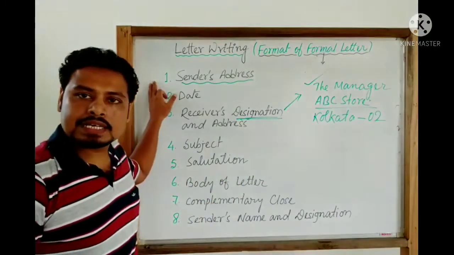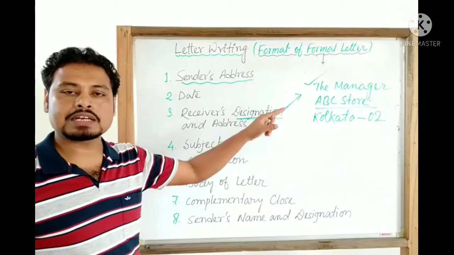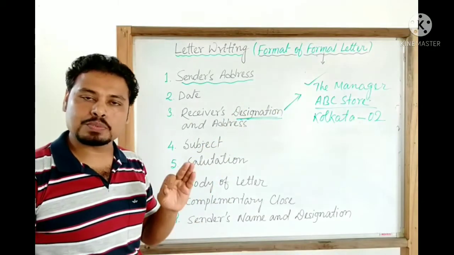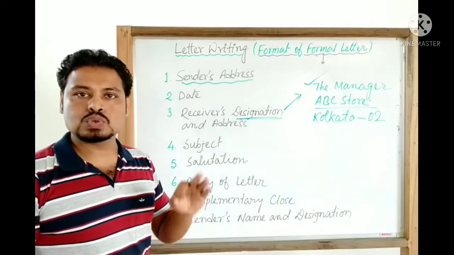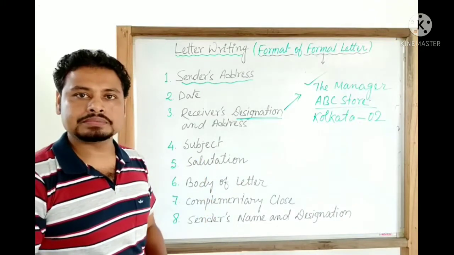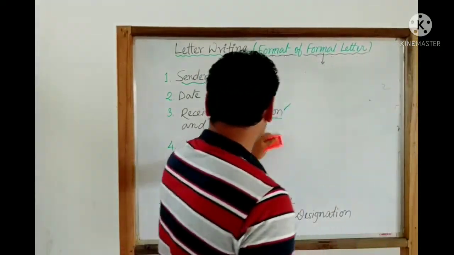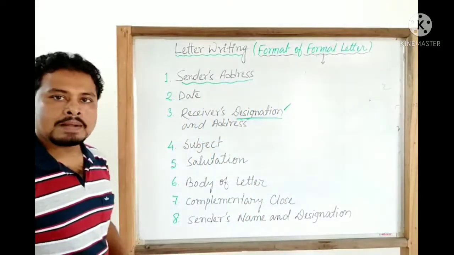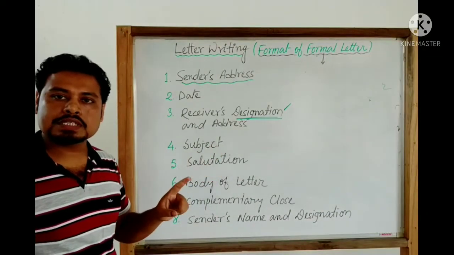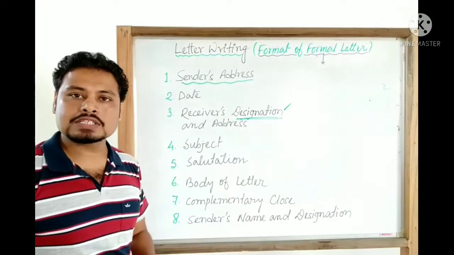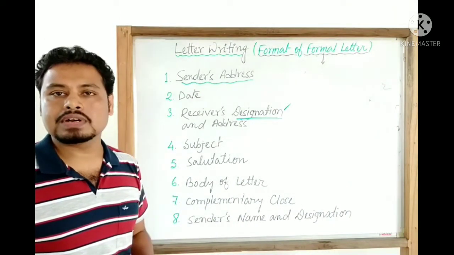So number 1, sender's address, who is sending the letter. Number 2, date, which we need to put in the particular way that we have seen. After that, the receiver's address, to whom we are writing the letter. Next follows the subject. Subject means the subject of the letter. That means, why are you writing the letter? What is the subject of your letter?